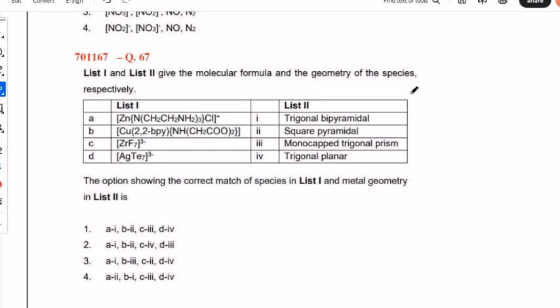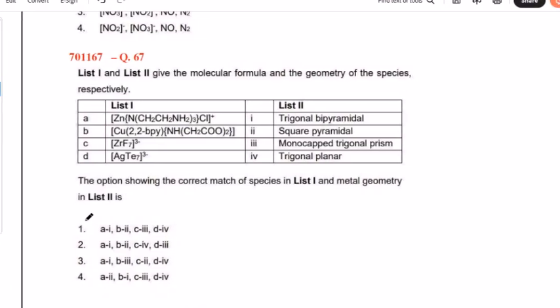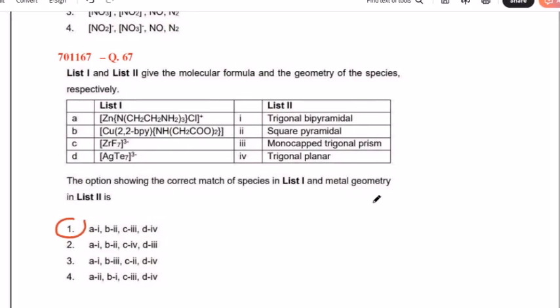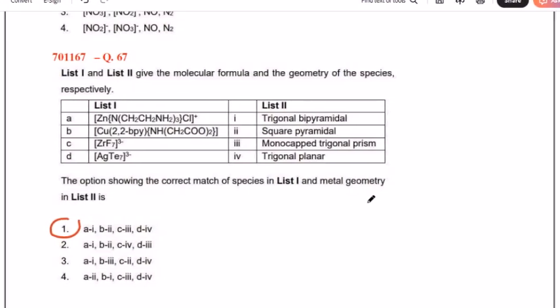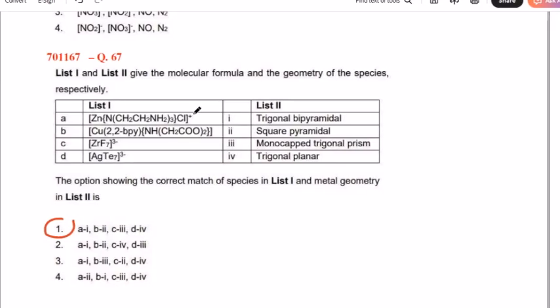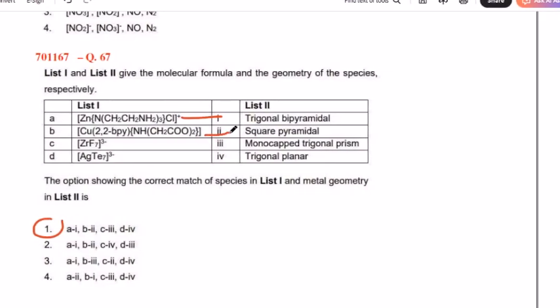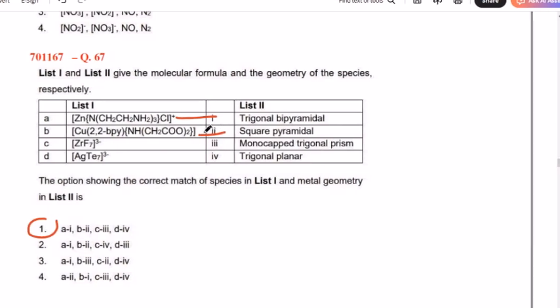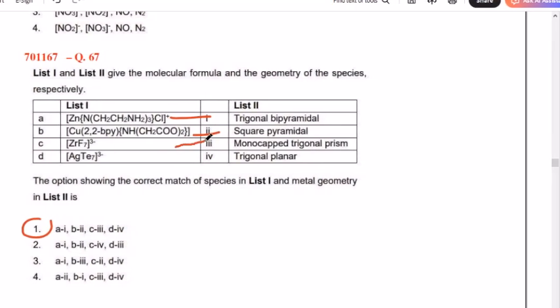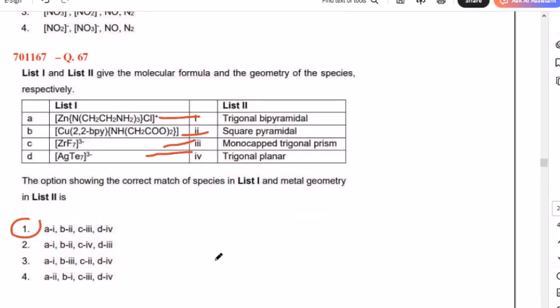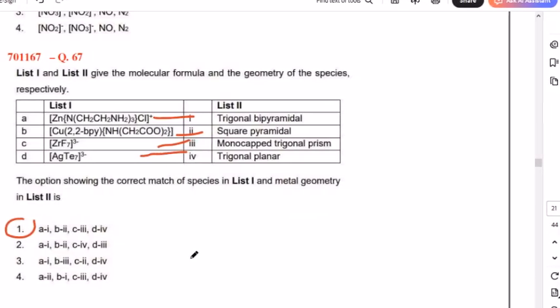So the option showing the correct match of species in list 1 and metal geometry in list 2 is 1, 2, 3, 4. So it is going to be trigonal bipyramidal, it is going to be square pyramidal, right? And this is monocapped trigonal prism, and the silver complex is going to be trigonal planar. Option number 1 is the correct option, friends.